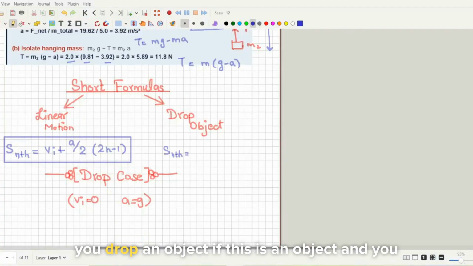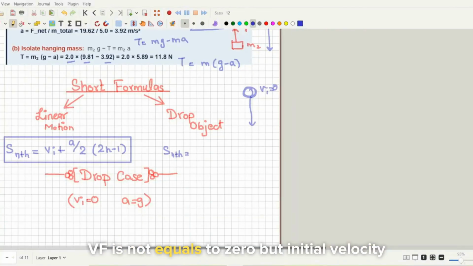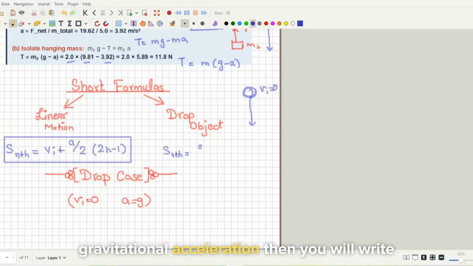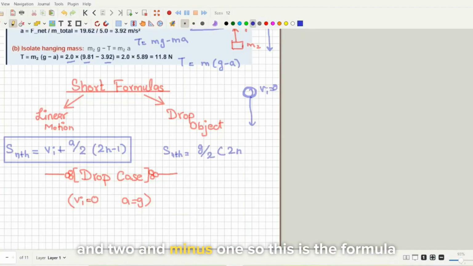As you know, when you drop an object, the initial velocity equals 0. Vf is not equal to 0, but initial velocity is 0. And when an object is moving up and down when it is dropped, the acceleration is actually gravitational acceleration. Then you will write it as gravitational acceleration divided by 2, times 2n minus 1. So this is the formula.